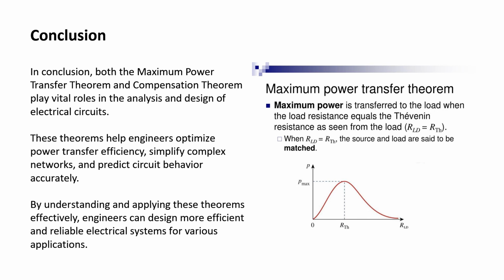Maximum power transfer theorem: maximum power is transferred to the load when the load resistance is equal to the Thevenin resistance as seen from the load, or R_L is equal to R_th.